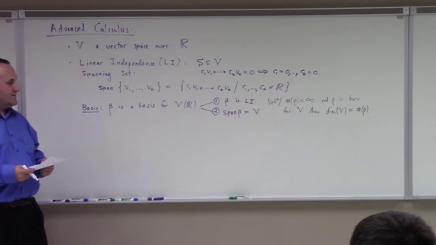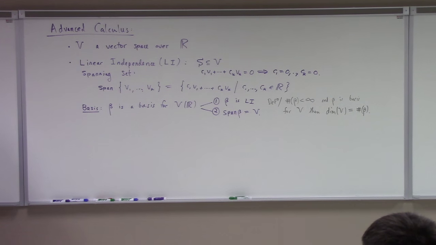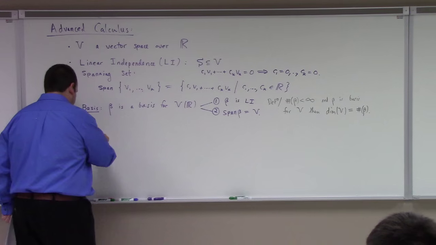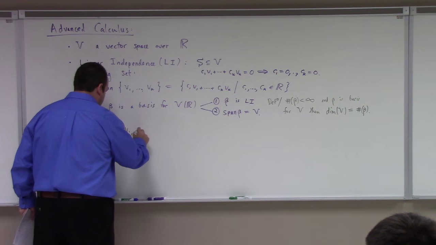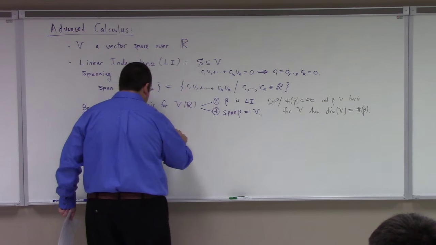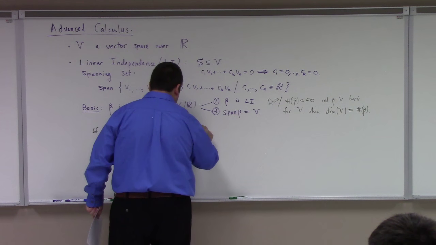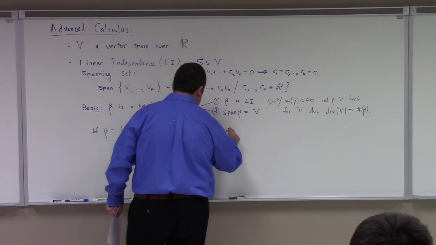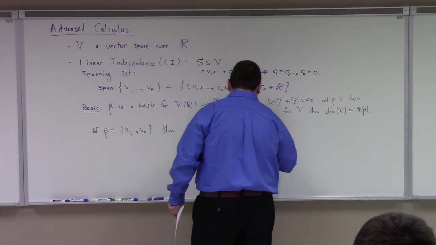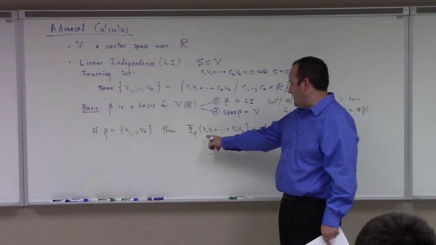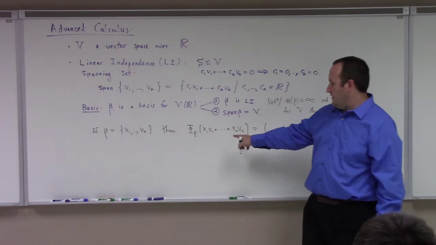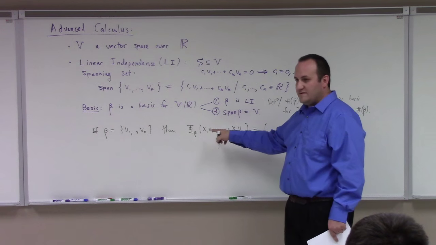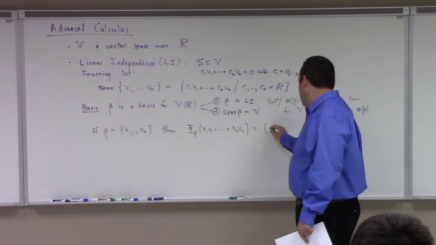And then the awesome thing about a basis, of course, is it allows us to take a vector space and put coordinates on it, right? So what's the notion of a coordinate system? If beta is equal to, say, V1 through Vn, then the coordinate map of, let's say, x1 v1 plus and so on, plus xn vn, that's just equal to what? So the coefficients are x1 through xn, and so the coordinate map just says you take these abstract basis vectors and you replace them with the unit basis vectors. So here's the formula.